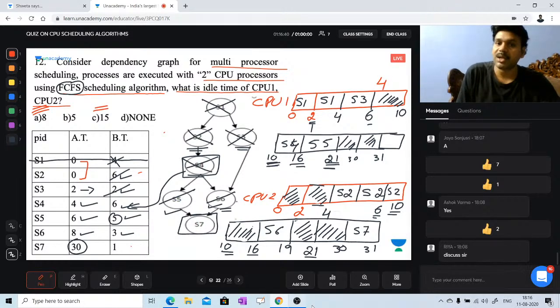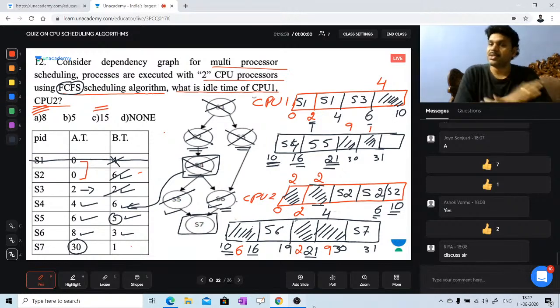Now you can see how many units of time they are idle. Here 4 units are idle. Here 21 to 30, 9 units are idle. Here 1 unit is idle. Now you see here 2 units are idle. Here 2 units are idle. Here 6 units are idle. Here 19 to 21, 2 units are idle. 21 to 30, 9 units are idle. That's it, friends. This is how to solve this kind of multiprocessor scheduling problem.